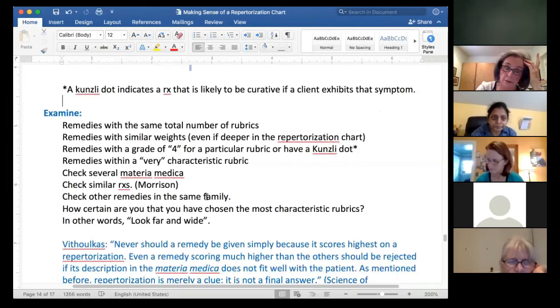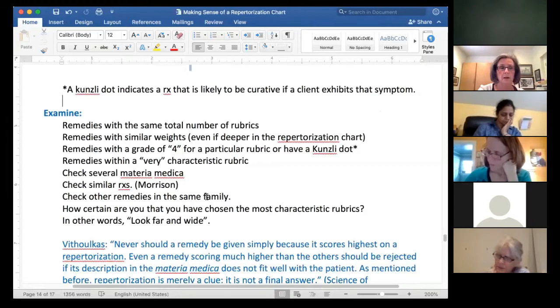Check similar remedies in Morrison. Morrison always, at the end of his list of keynotes, or his list of symptoms, lists other remedies that you might check. You should do that. It's a very helpful thing that he does.